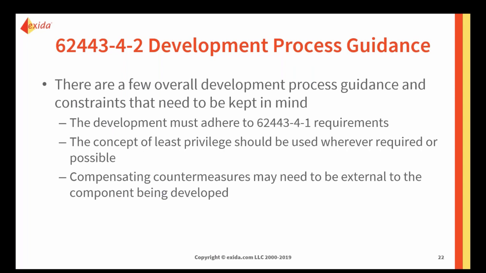And it also mentions, 4-2 mentions, that you may have to have compensating countermeasures that are external to the component being developed. What that means is that I may be developing a component that has a web server in it, but I don't have a firewall built into my component. I need an external firewall. That may be a compensating countermeasure, based on your threat modeling, that is required in order to put the product into the security context of the system, and that is taken into consideration in the 4-2 set of requirements.